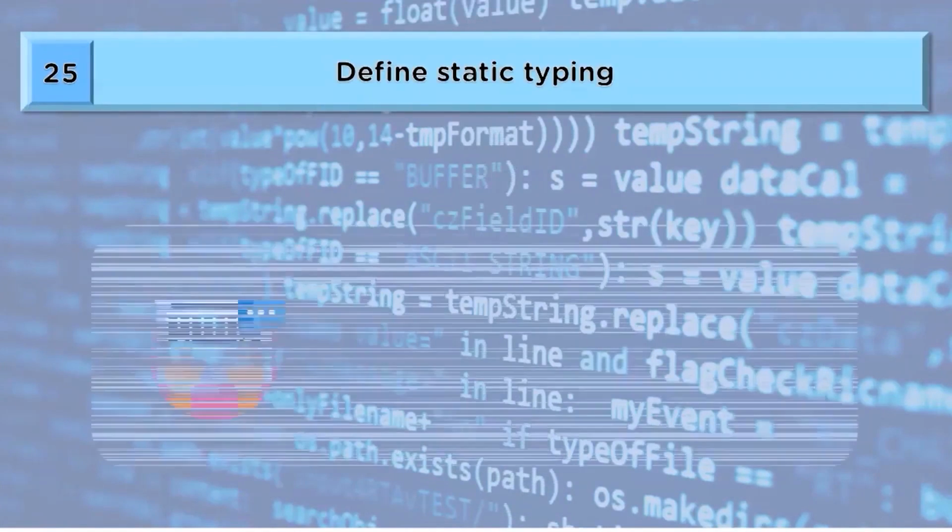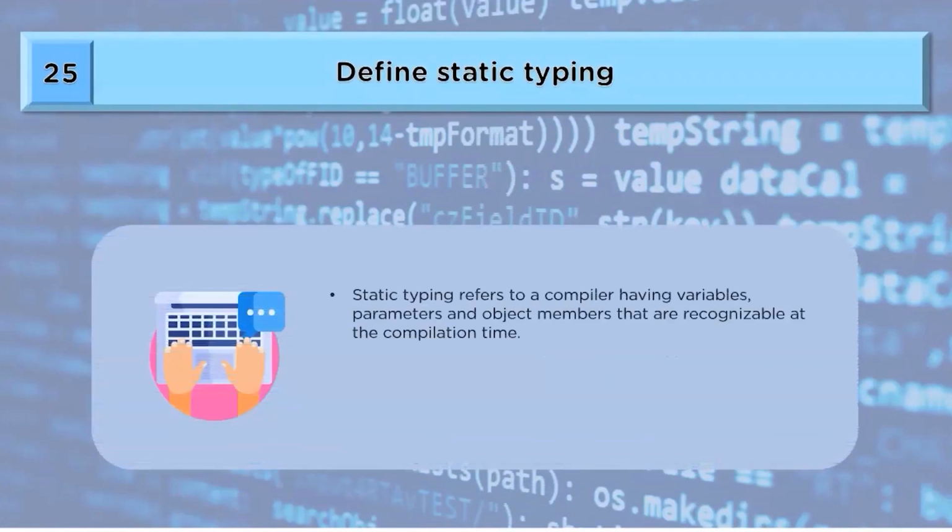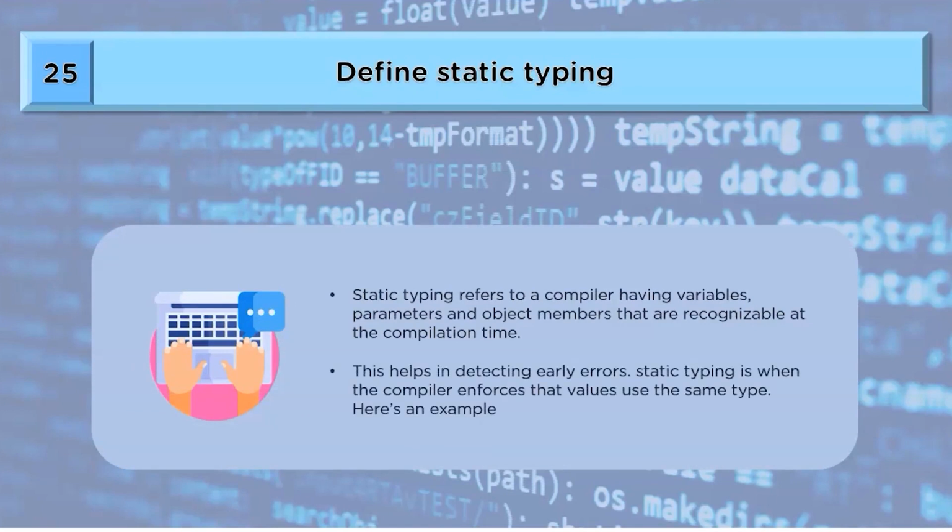Define static typing. Static typing refers to a compiler having variables, parameters, and object members that are recognizable at the compilation time. This helps in detecting early errors. Static typing is an important concept. Static typing is when the compiler enforces that the values use the same type. Here's an example.